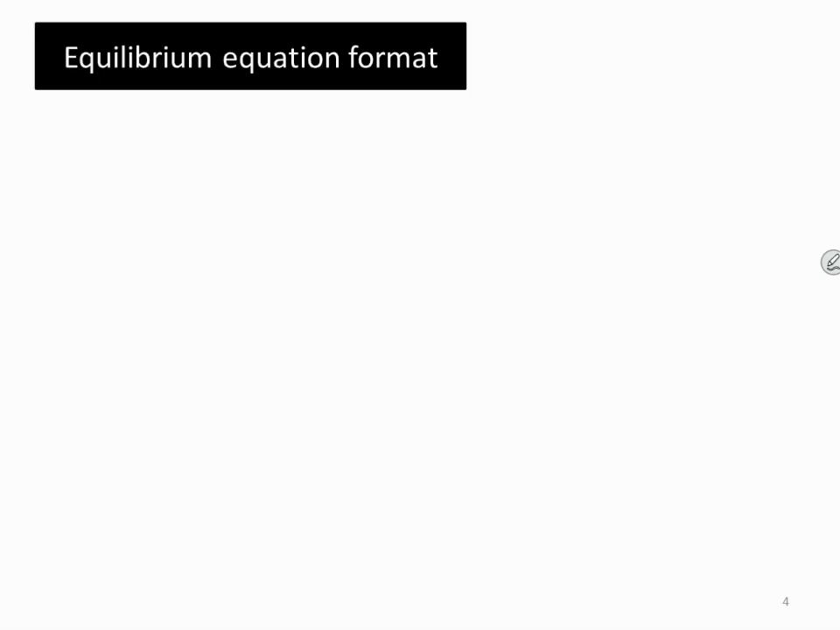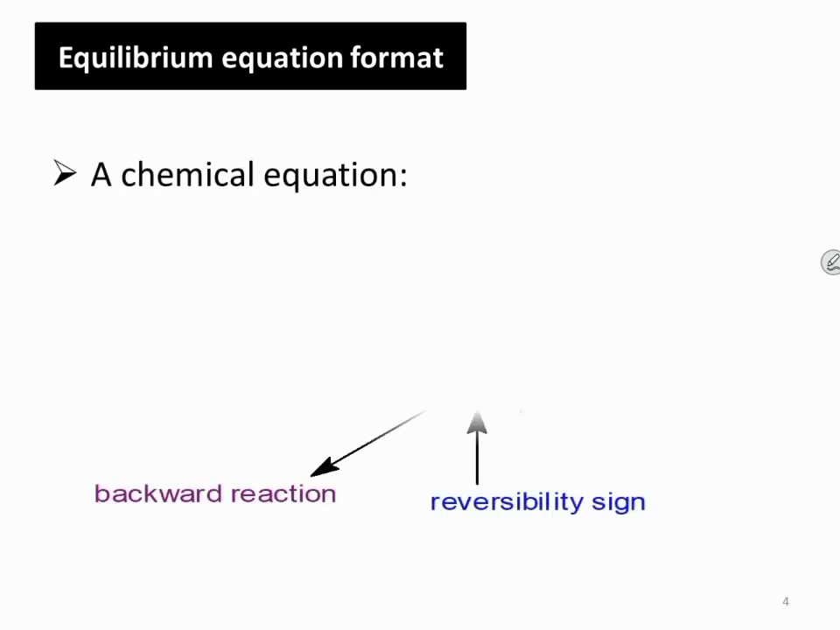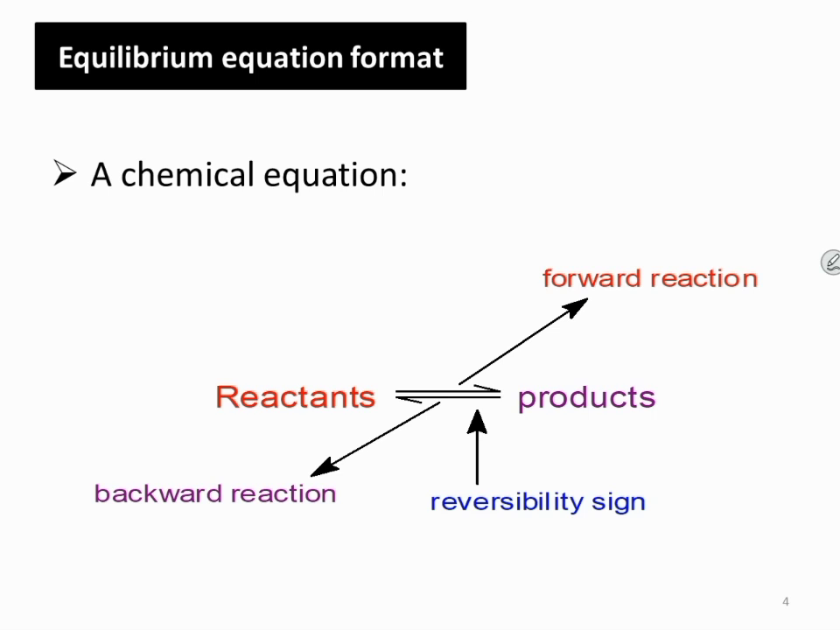Now, let's continue. Equilibrium equation format. How is an equilibrium equation written? A chemical equilibrium equation should be written in this very format. Now, what sign is this? This sign represents the reversibility sign. It's made up of two half arrows. The arrow pointing in the forward direction represents the forward reaction. The arrow pointing in the backward direction represents the backward reaction. The whole sign is what we regard as the reversibility sign.